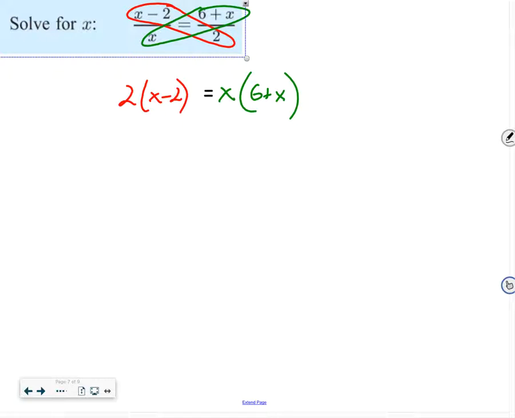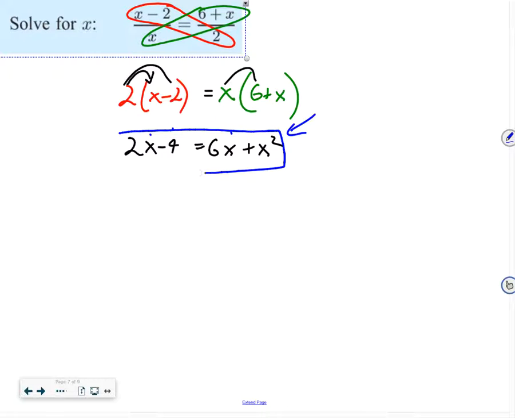So as I distribute here, I get 2x minus 4 is equal to 6x plus x squared. Okay, so now notice I do have an x squared term, and I have x terms and a constant. So now, what didn't look like a quadratic before, I have now created a quadratic equation. So now I need to solve it as I do with those first steps.